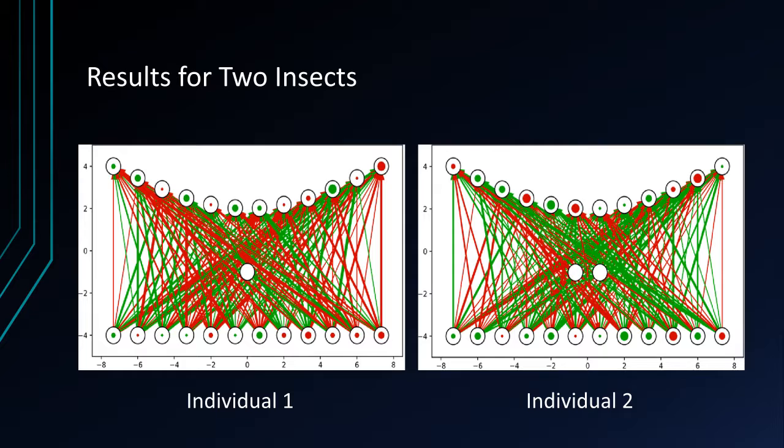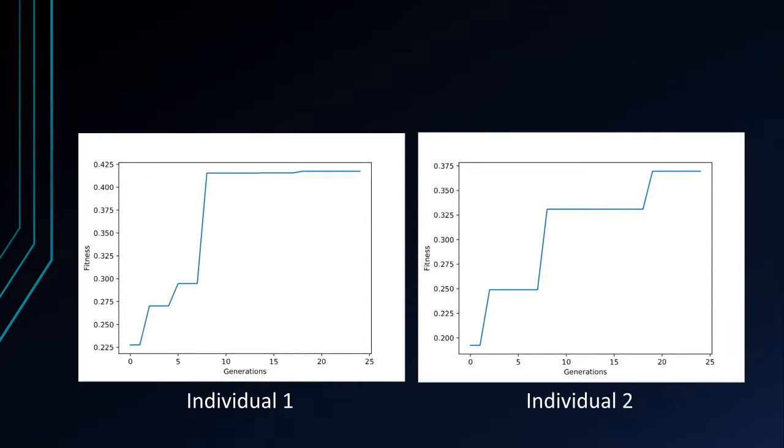Later, I incorporated 2 different insects. To the left is the evolved neural network of individual 1, and to the right is the evolved neural network of individual 2. As you can see, there are different connections and neurons between these two. This is because they are evolved separately from each other. Therefore, they have different behaviors. These 2 graphs show the growing fitness of the separately evolved individuals discussed previously.